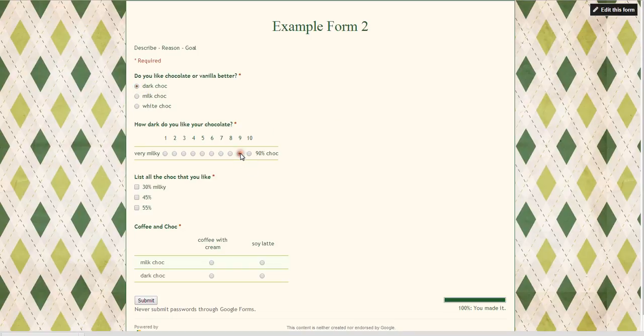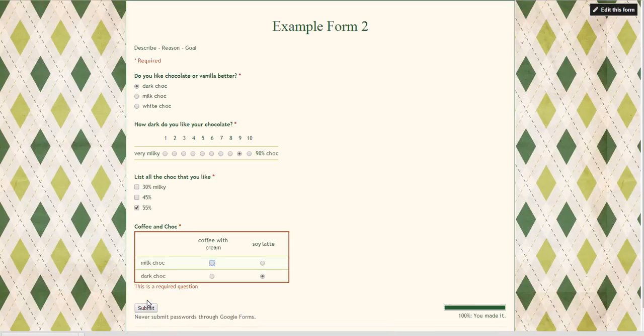So I'm going to go with a 9. I like it pretty dark, but 90's pretty heavy. List the chocolates I like. Of this group, just the 55, which is a little milky for me. I like a soy latte with dark chocolate, actually. And I'm going to go ahead and submit the results to this form.